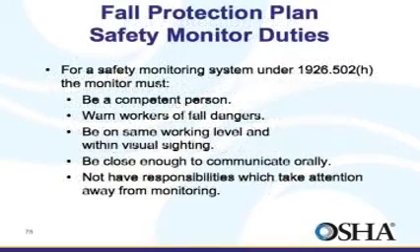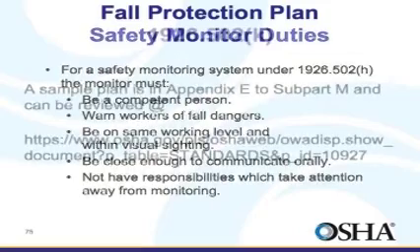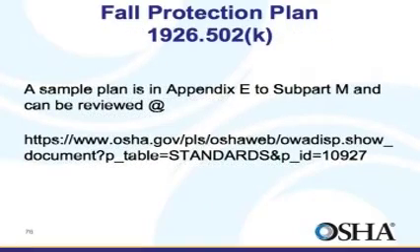The safety monitor's sole purpose is to monitor the workers who are exposed to a potential fall hazard. The safety monitor must be a competent person, cannot have any other job which would distract them from monitoring, must be on the same working level as the workers, must have the authority to stop other workers' activities, and all workers in the controlled access zone must be directed to comply with the fall hazard warnings of the safety monitor. OSHA included Appendix E in Subpart M to show employers and employees what a compliant fall protection plan might look like.